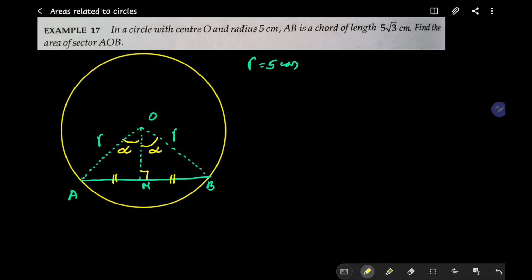In a circle, along with the radius, the length of the chord is also given. We need to find out the area of the sector AOB. In the diagram, triangle AOB is an isosceles triangle because OA and OB are the radii, which are equal sides. And in an isosceles triangle, if we drop one perpendicular onto the chord, it bisects the chord, which means that M is the midpoint of the chord AB, and thus AM and MB are both equal to 5 root 3 by 2 centimeters. The central angle theta is also divided equally into 2, and each is denoted by alpha.